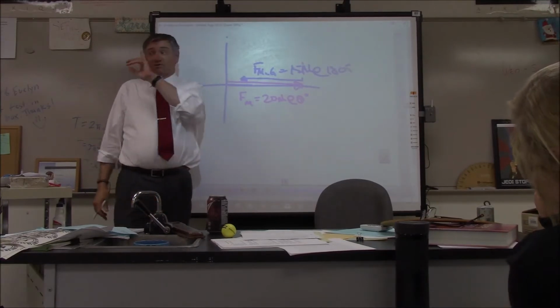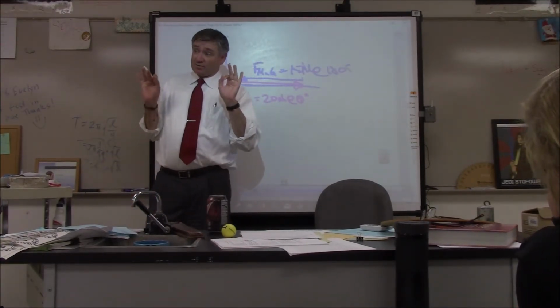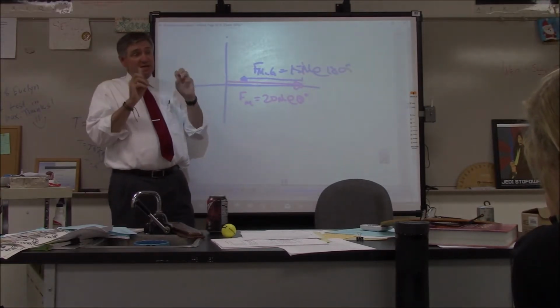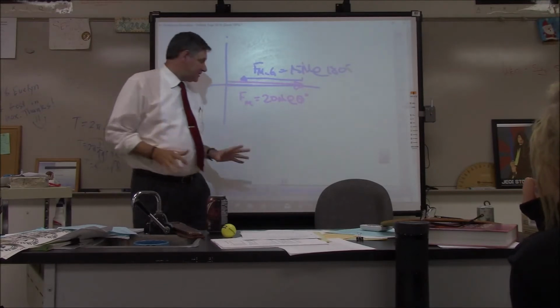Now, here's the most important thing, and this is what you're looking for. This is the ultimate end game, is what we call the resultant. The resultant is the net effect of these vectors, okay? So you're going, okay, well, what actually happened?